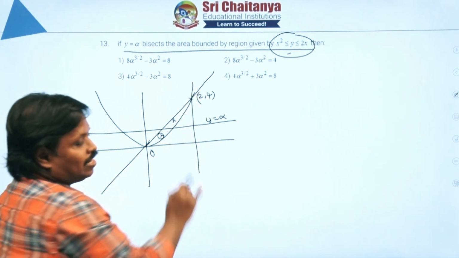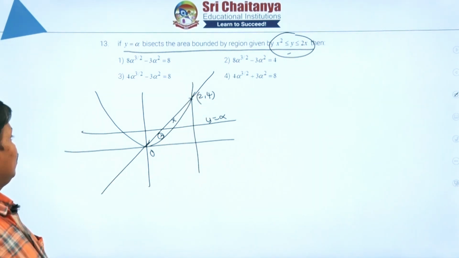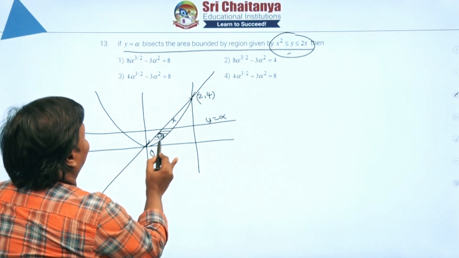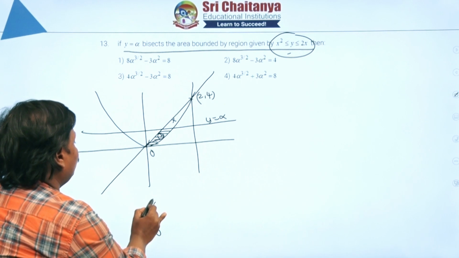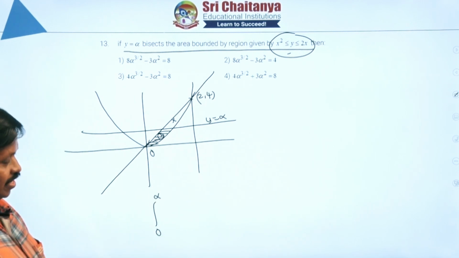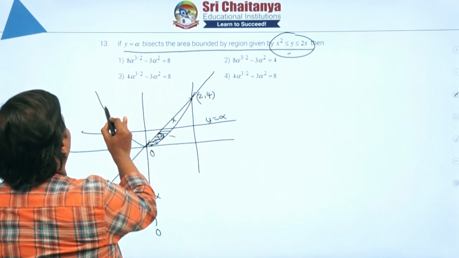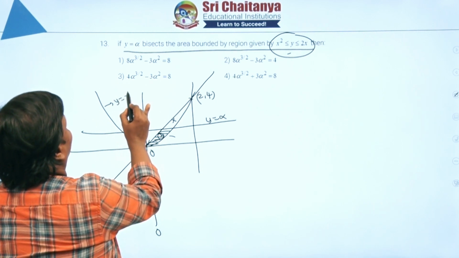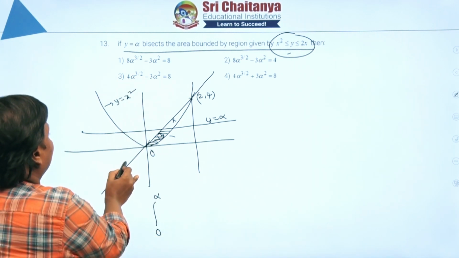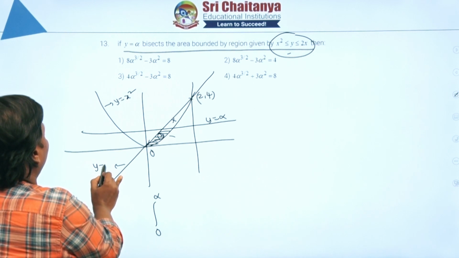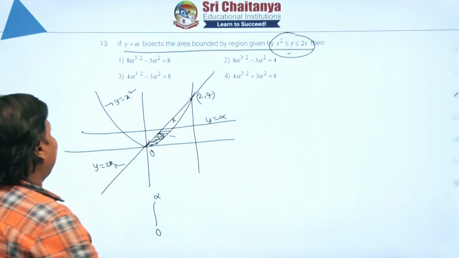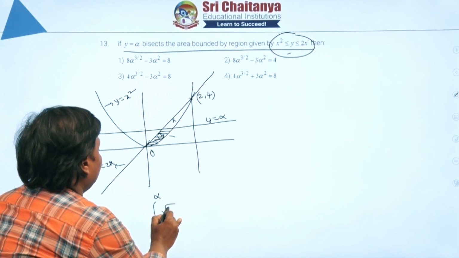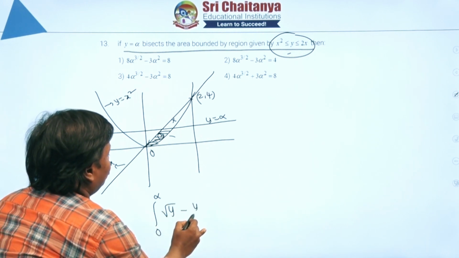So now I calculate area using integration. This area I will calculate first. This area is integral 0 to alpha. I am using y boundaries. This is right curve, y equals to x square. This is left side curve, y equals to 2x. Right curve minus left curve. So if I integrate like this, you will get it is root y minus y by 2 dy.